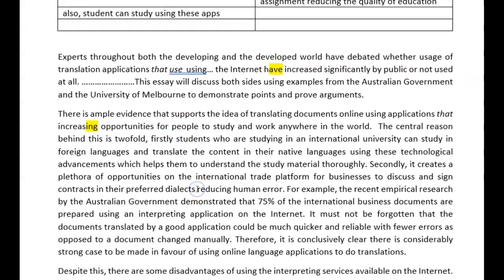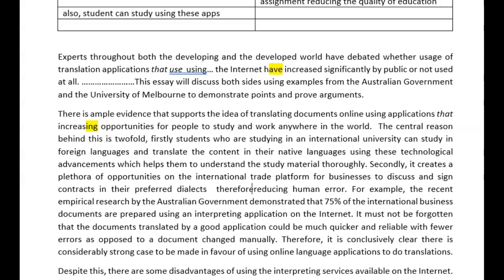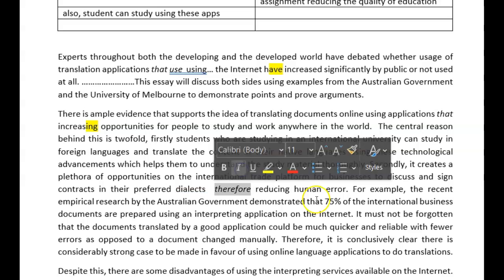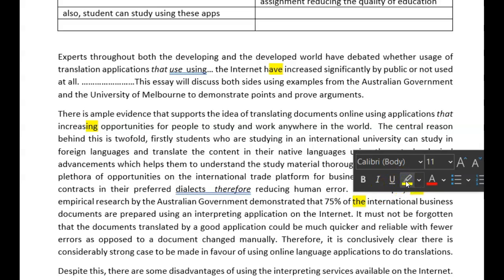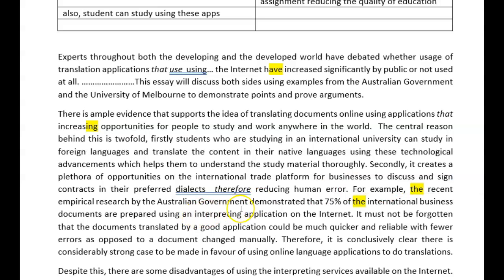therefore reducing. You need a connecting word here, therefore reducing human error. Okay, breathe, long sentence. For example, the recent empirical research. You don't have the recent research, we just have straight recent research. Australian government demonstrated that 75% of the international business documents, you don't need the there. This is general. International business documents are prepared using an interpreting application on the internet. Right, must not be forgotten that these documents, again, you don't need that.